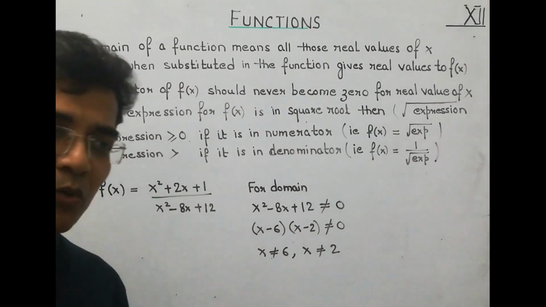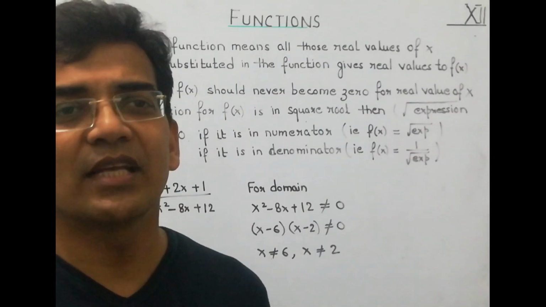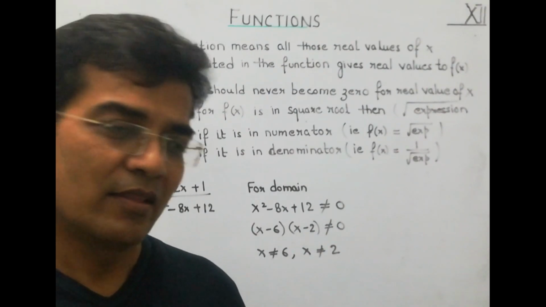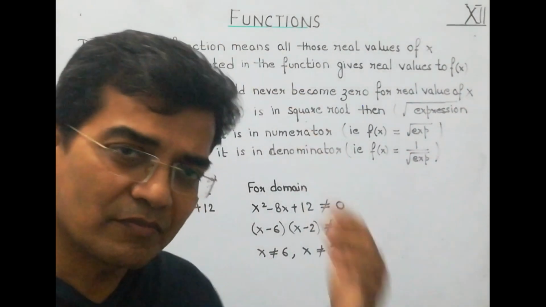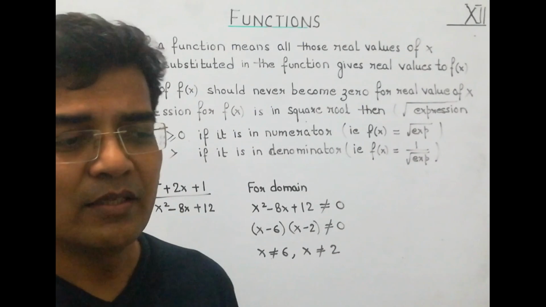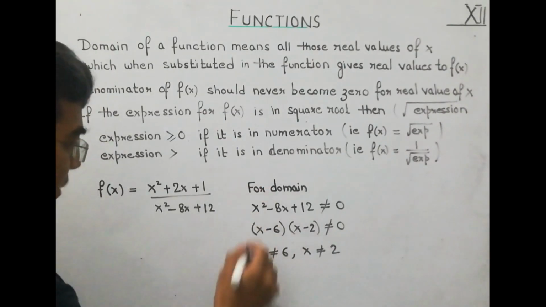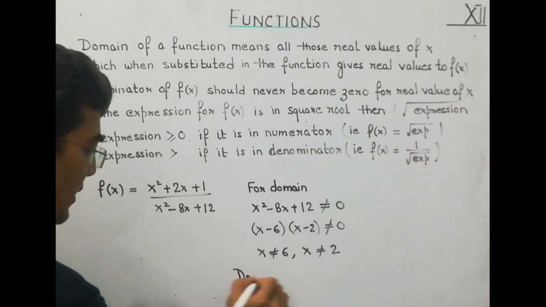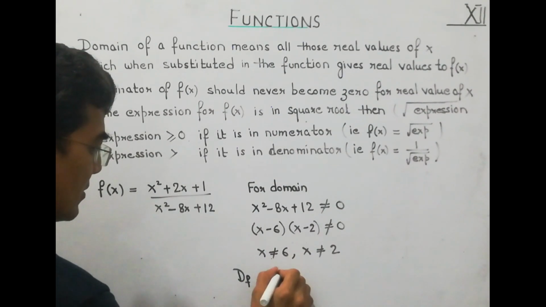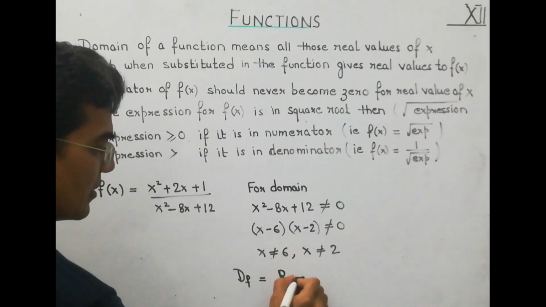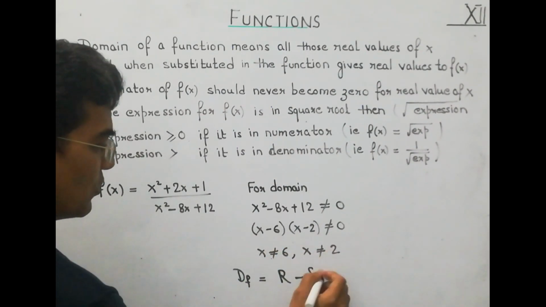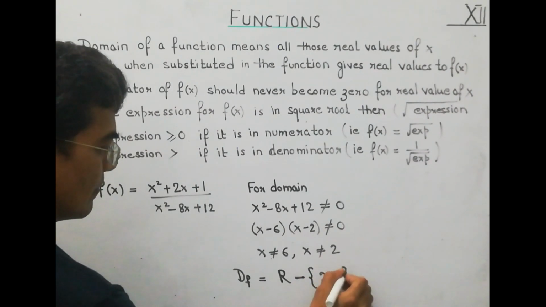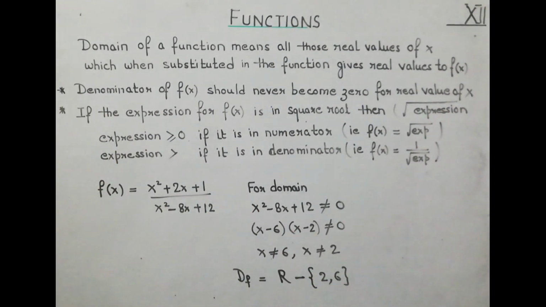So we have to leave out those values of x that can make the denominator 0. The rest of the real values left over will be the domain. So what will be the domain over here? The domain of the function will be the set of all real numbers except these two values. So this is how we can find the domain, by equating the denominator with not equal to 0.